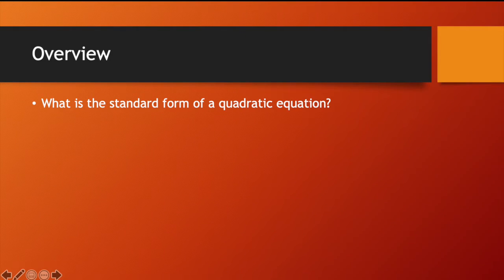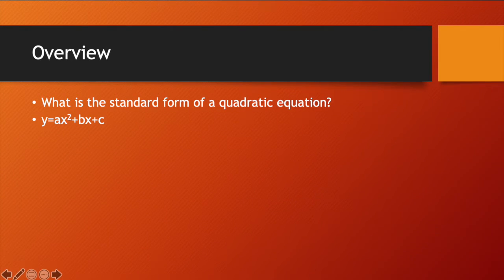I'm going to ask you some questions, and I want you to answer them out loud with me. You ready? What is the standard form of a quadratic equation? Y equals ax squared plus bx plus c. What is this graph? A parabola. Anything that has an x squared in it is going to be some kind of a curve. And if you have y being a single exponent and x squared, you're going to get a parabola.